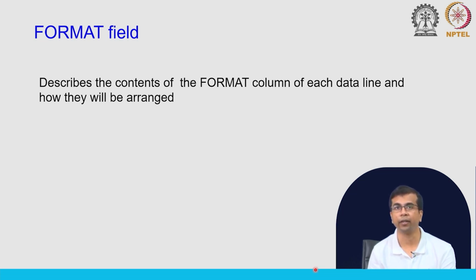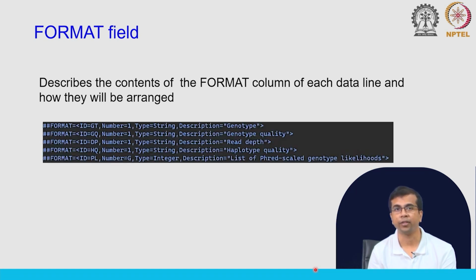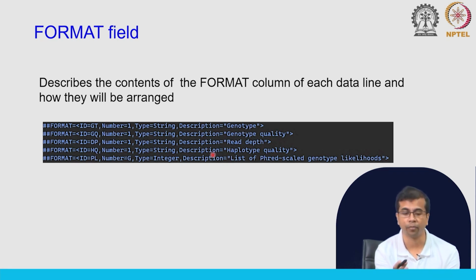So, for each variant it will mention what are the IDs that are there for format and how the data will be arranged, this is also given. Again an example from a VCF file: it starts with double hash, you have format, ID equal to GT, number equals to 1, type equals to string, description genotype. Again we are following the same process.